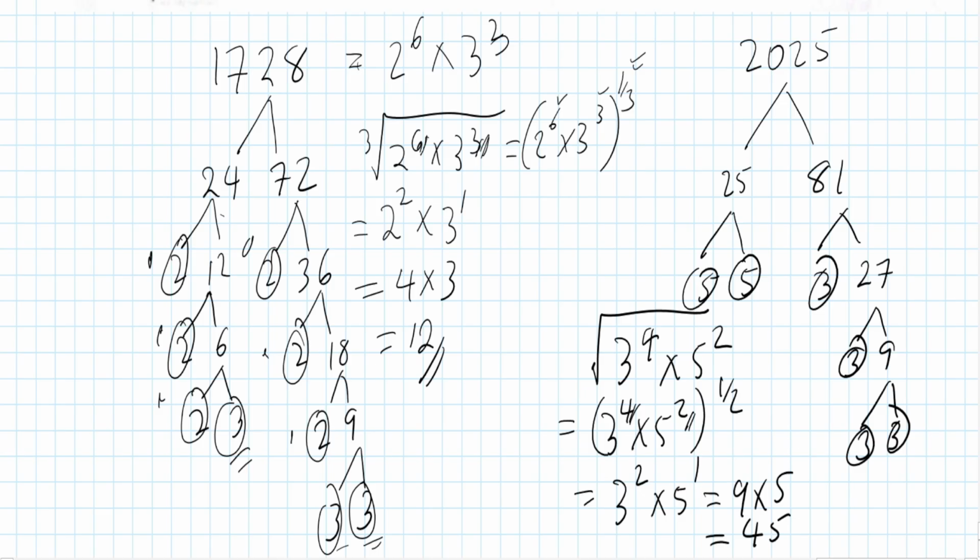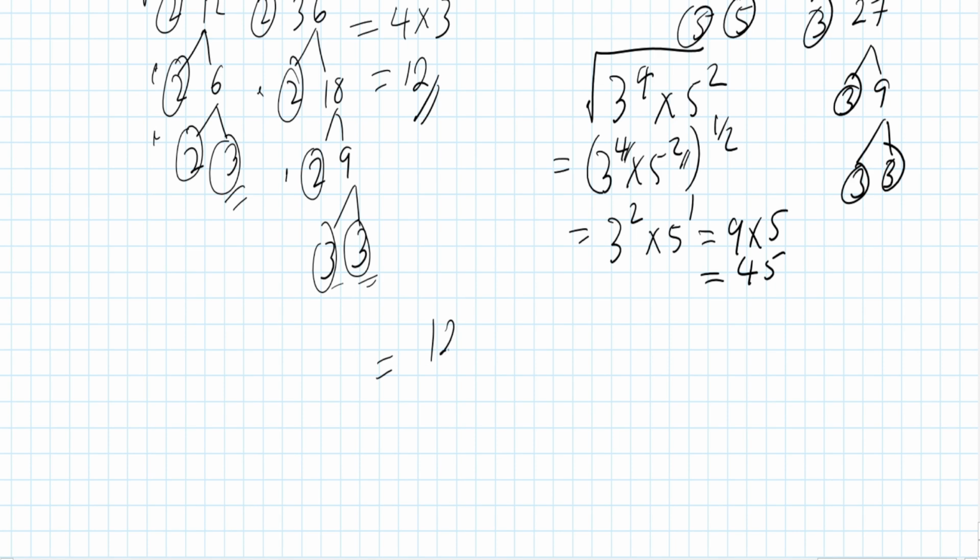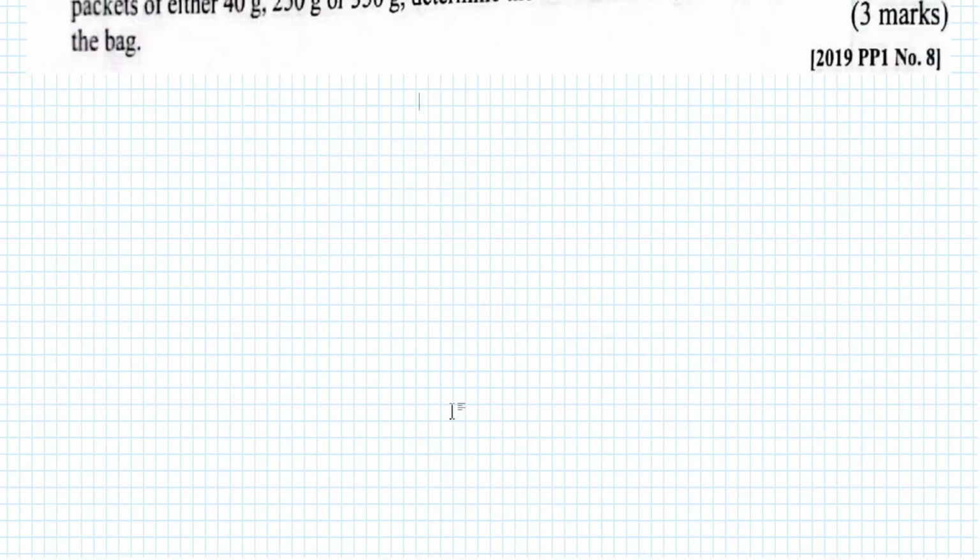So the answer you got at the numerator, you divide it by the denominator. So take 12 divided by 45, and let's see how much it gives us. 12 over 45 is 4 over 15. So that is the answer.